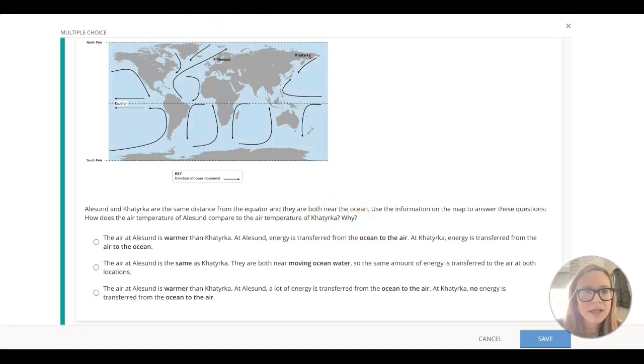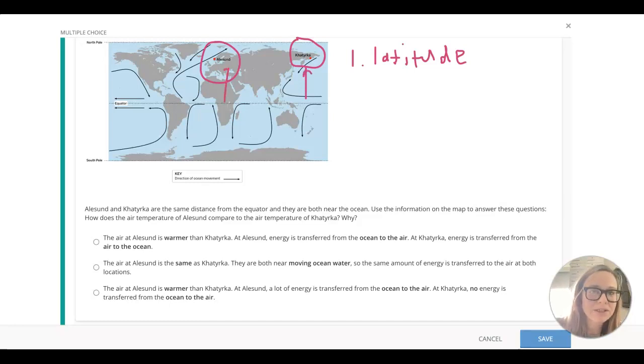If I notice here, I can see that I have one of my places here and one of my locations here. If I look at these two locations, the first thing I can say is that their latitude is very similar. So I can't use their latitude or their distance from the equator as a good marking point to decide which one of these places is going to be warmer or cooler, right? We're looking at the air temperature and we're comparing that air temperature.